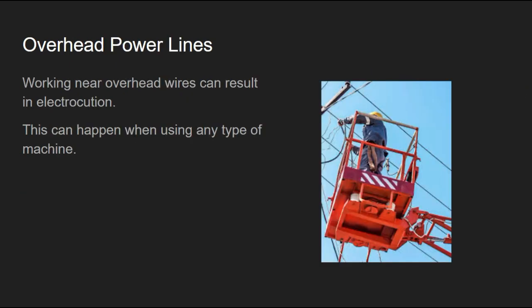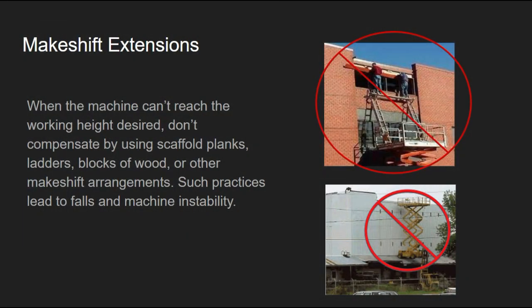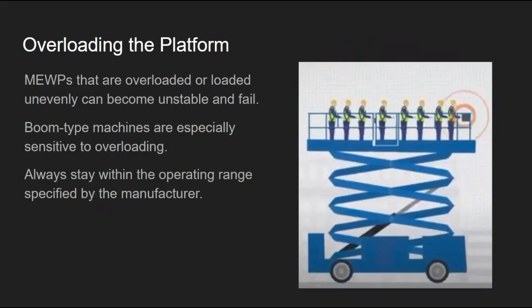Working near overhead wires can result in electrocution. This can happen when using any type of machine. When the machine can't reach the working height desired, don't compensate by using scaffold planks, ladders, blocks, wood, or other makeshift arrangements. Such practices lead to falls and machine instability.